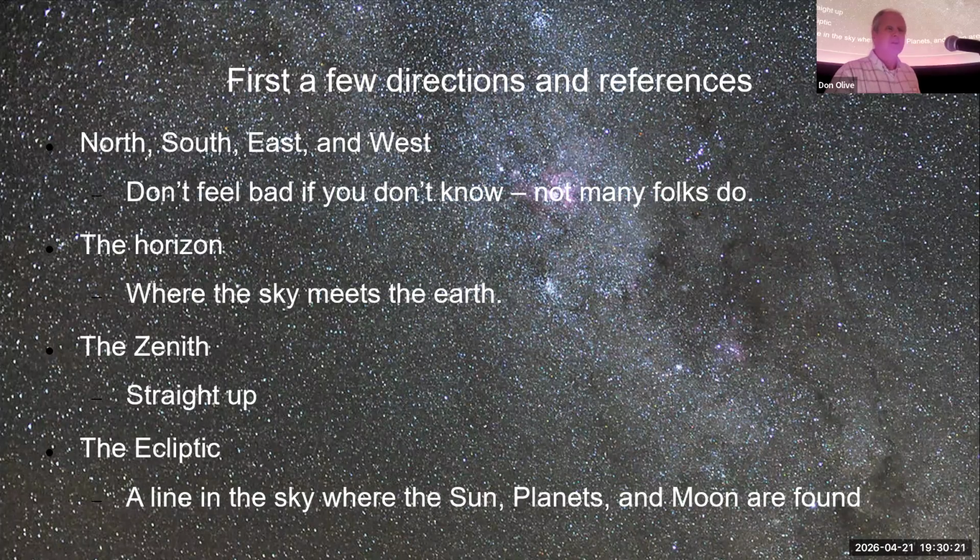The zenith is another term you'll hear. It's just strictly the point that's straight up above us. And also the ecliptic. This one is towards the south for us, and it's an imaginary line in the sky that the sun and the planets and the moon follow. With those, you can understand an awful lot about amateur astronomy.